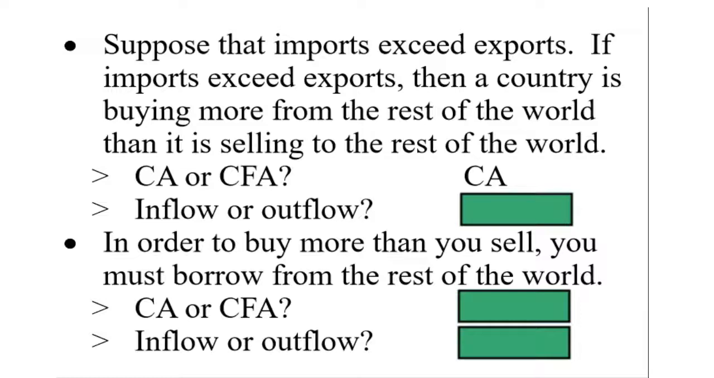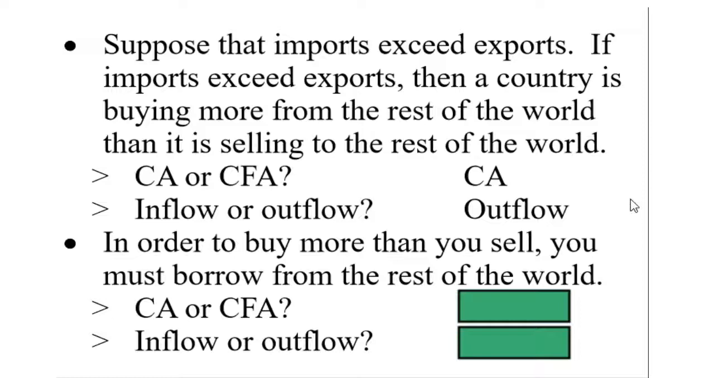If we're buying more from the rest of the world, then we have an outflow. Money is leaving in this category. If we have an outflow, does that mean we have a deficit or a surplus? That means we have a deficit. There's more money leaving this category than coming in. In order to buy more than you sell, so to keep up with imports exceeding exports, you have to borrow from the rest of the world. So in order to get money to pay for all of these goods, we're going to borrow.